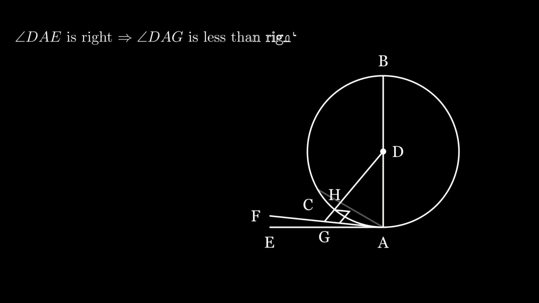We will again use a proof by contradiction and say that we can draw AF. Now let's draw DG such that DG is perpendicular to AF. It will cut the circle at H. So angle DAE is a right angle, so angle DAG is less than a right angle. Angle DGA is a right angle.